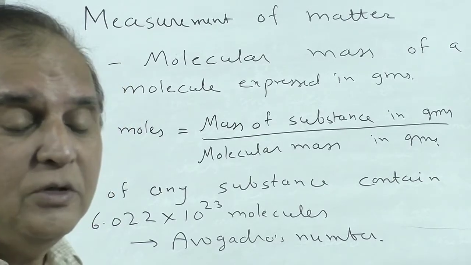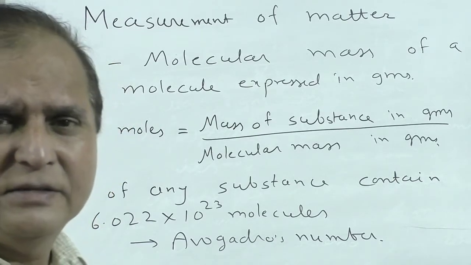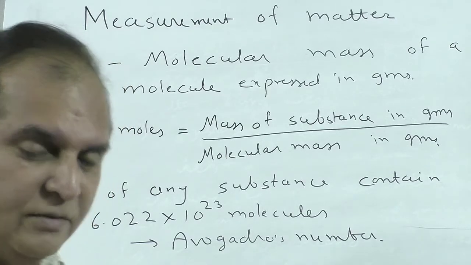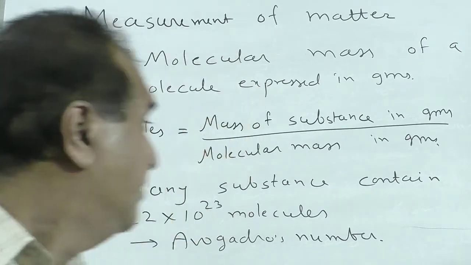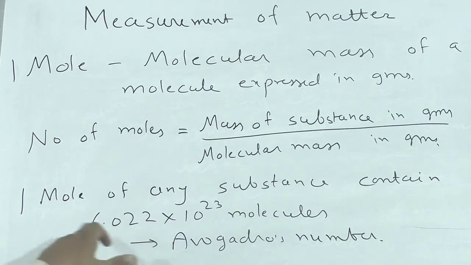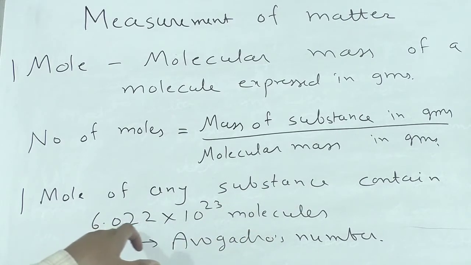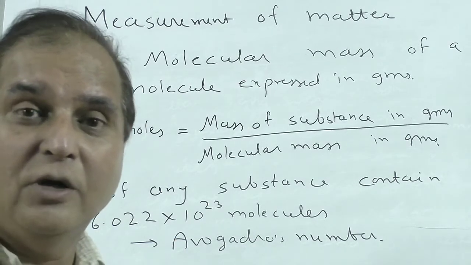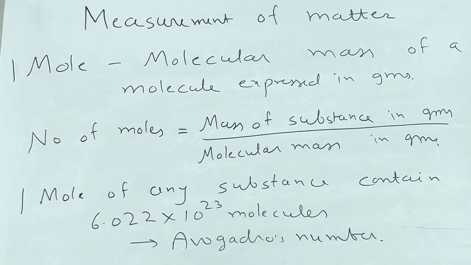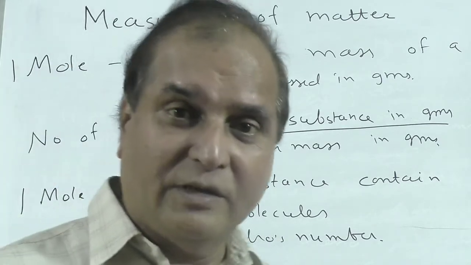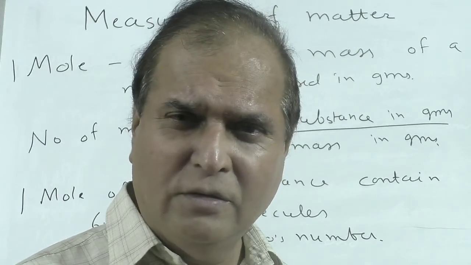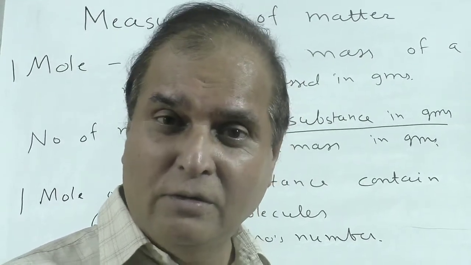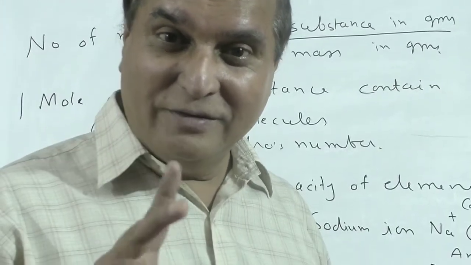So how many particles does 1 mole contain? How many molecules of water? That was decided by the scientist Avogadro. It is the Avogadro number, 6.022. 1 mole of any substance contains 6.022 into 10 raised to 23 molecules. This is the Avogadro number. You have to learn it by heart. So 18 gram of water is 1 mole, 36 gram is 2 mole, 9 gram is half mole, 90 gram is 5 mole.